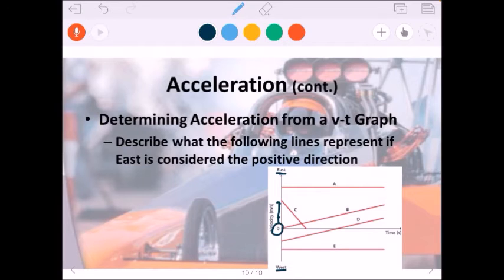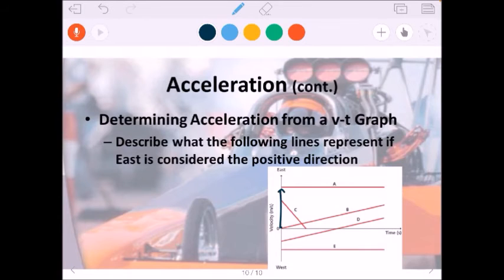Alright, so what is happening with A? You might say, well, A is not moving. But that would be incorrect because this is not a position time graph. This is a velocity time graph. Therefore, A is moving at a constant velocity. And that constant velocity is in an easterly direction because he's on the positive end.